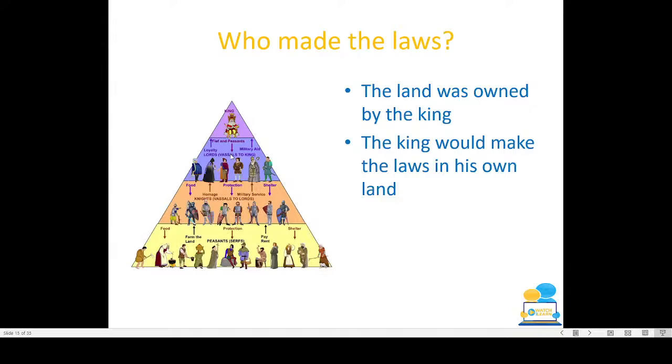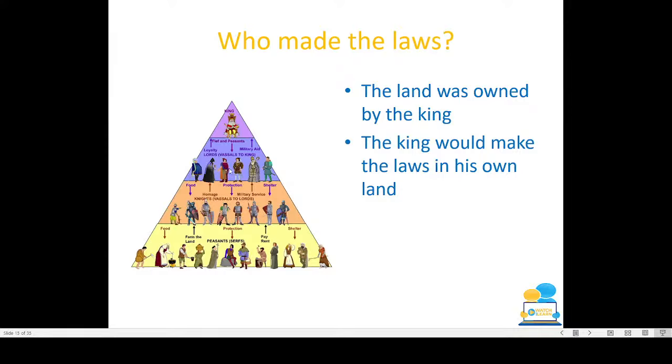Below them were the lords, and these are vassals to the king, as in these were loyal to the king. This group of people here, including the clergy as well, so we can see religious figures here, are vassals to the king, loyal to the king. The king would give them land, and they would be given peasants as well, to help run their land. In return, they would give to the king loyalty and also military aid. They had land, and they would have their own soldiers who would fight on behalf of the king.